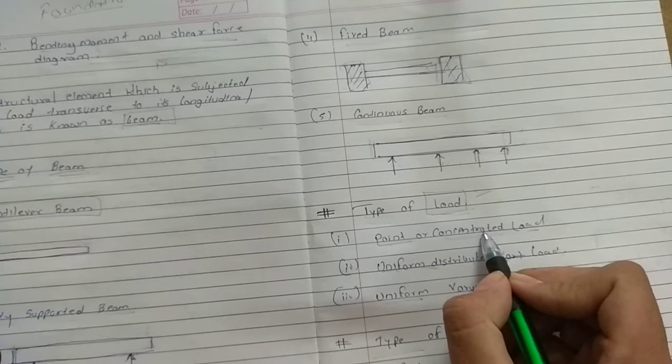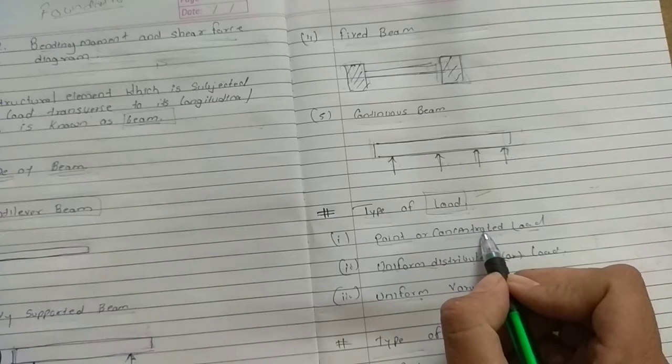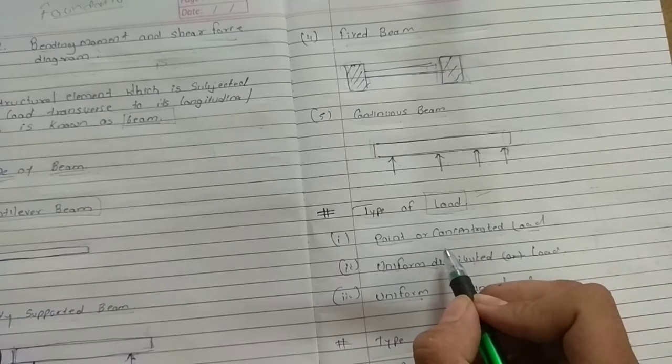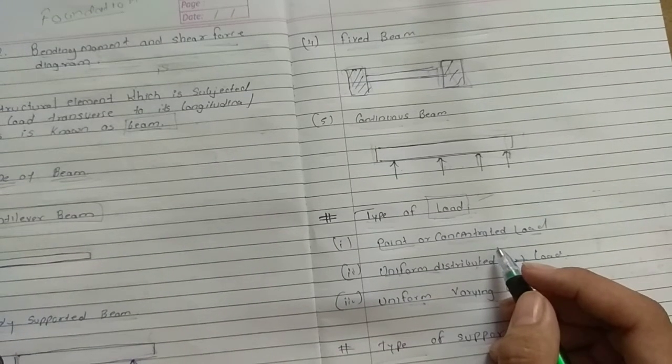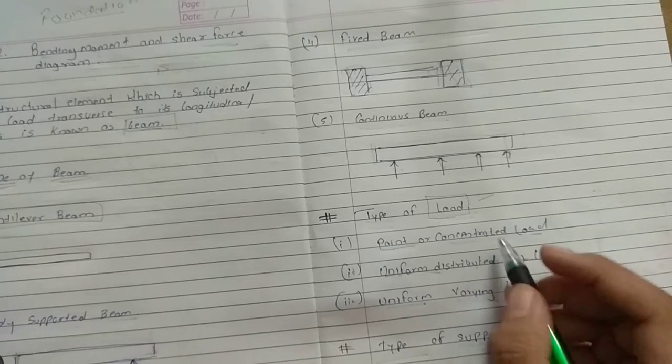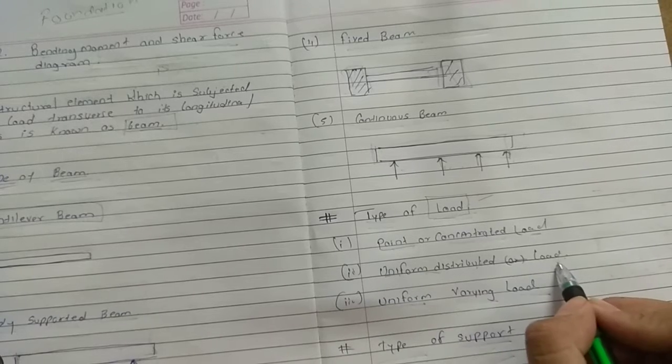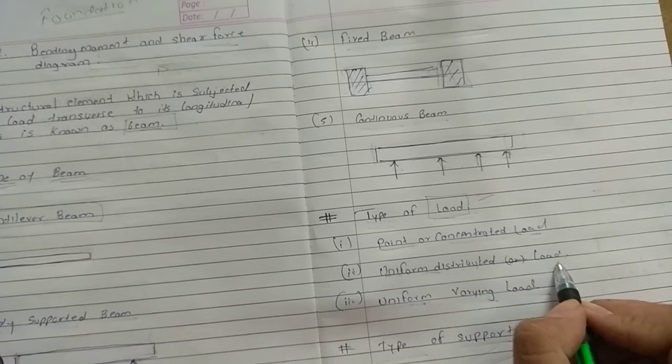It is one which is considered to act at a point. For example, on a simply supported beam. In reality it must be distributed over a small area. Now second is the uniformly distributed load.